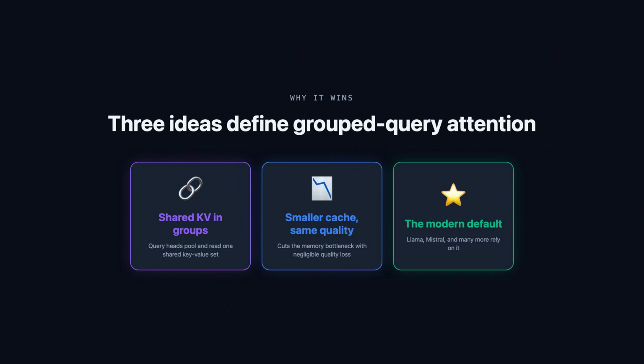It is the default in modern large language models. Llama 2 and 3, Mistral, and many others reach for it precisely because it captures most of multi-query attention's speed and memory savings without the instability or the quality drop. Its one dial is the number of key value groups.